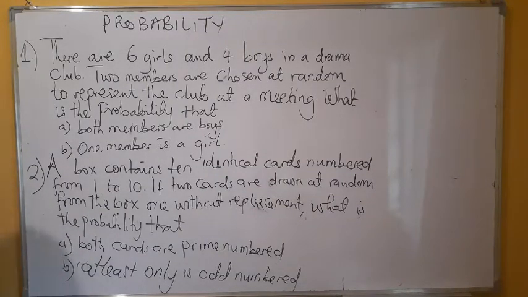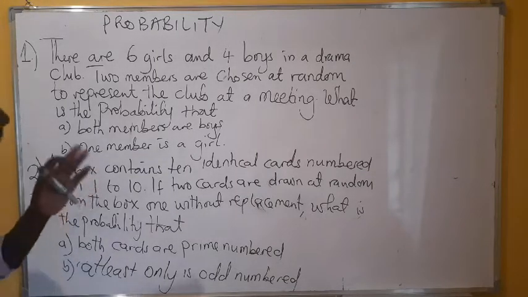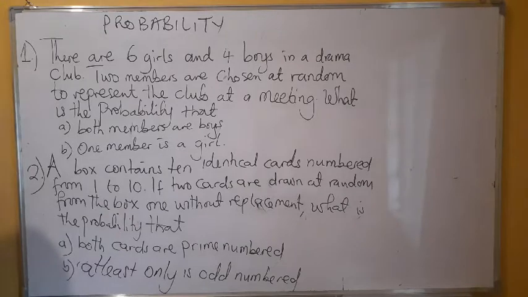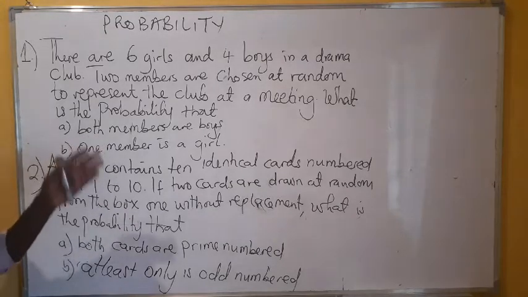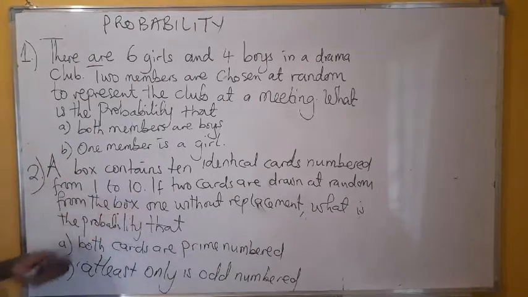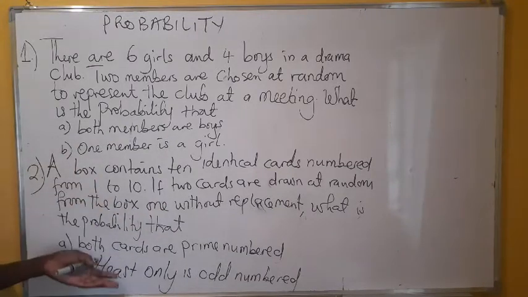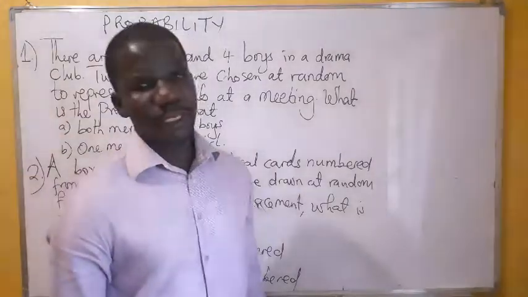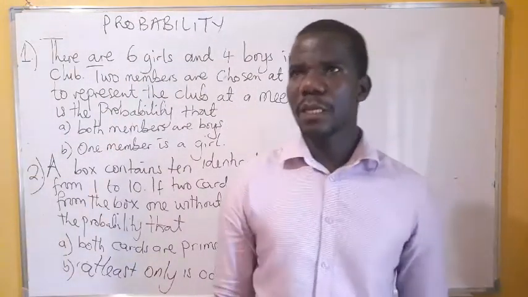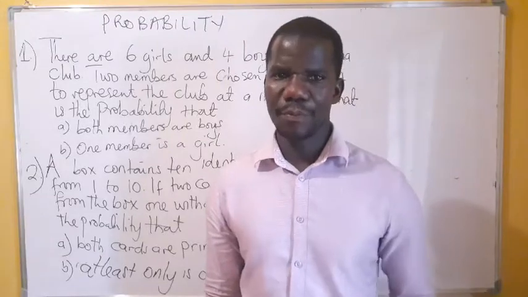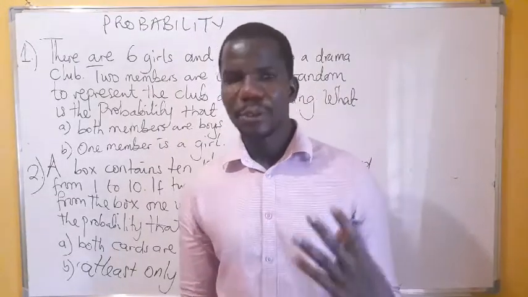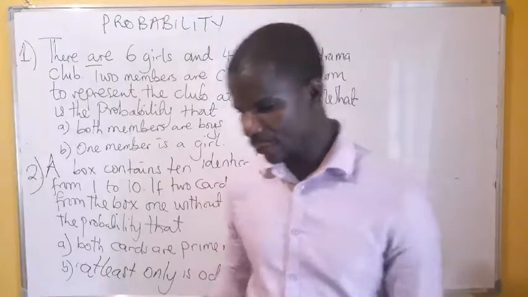There are 6 girls and 4 boys in a drama club. Two members are chosen at random to represent the club at a meeting. What is the probability that both members are boys or one member is a girl? Such questions can even be handled without a tree diagram. If you want, you can do a tree diagram to help you simplify the work, but even without.